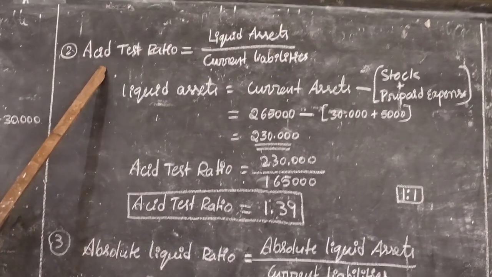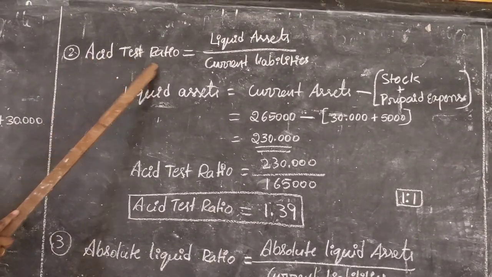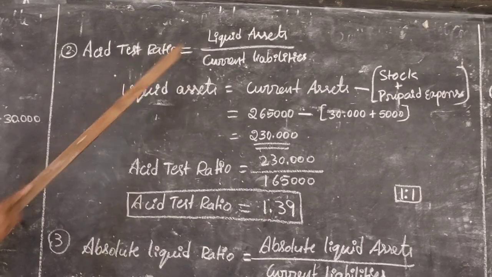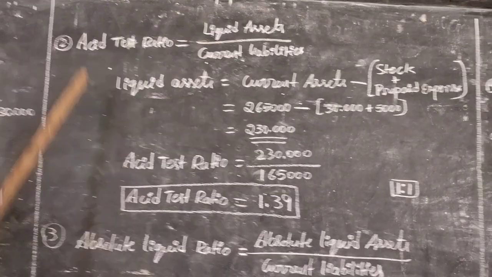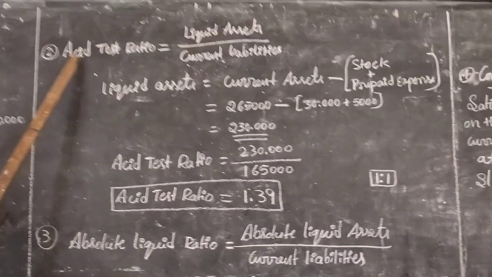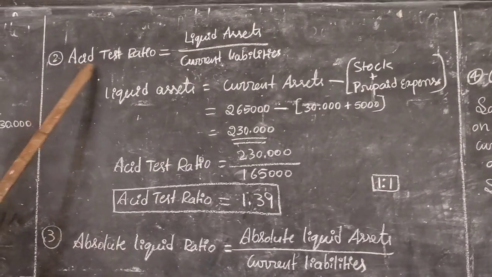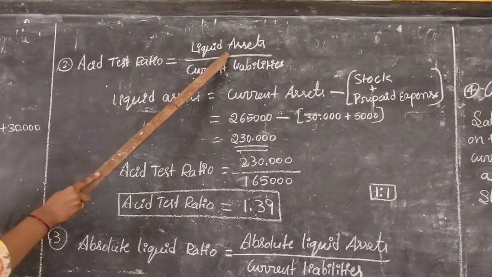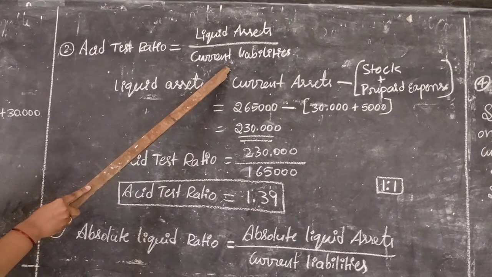Okay. Here the next one is called as the acid test ratio. Acid test ratio is also called as the liquid ratio. Acid test ratio is one and the same, liquid ratio is also the same. So for this the formula is acid test ratio is equals to liquid assets divided by current liabilities.